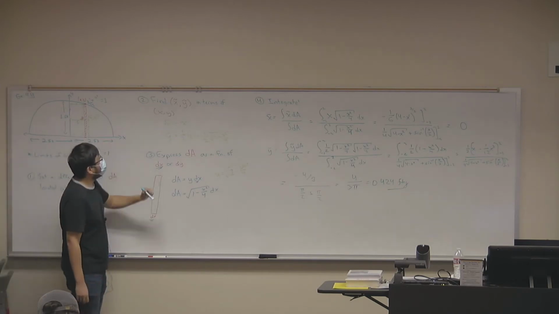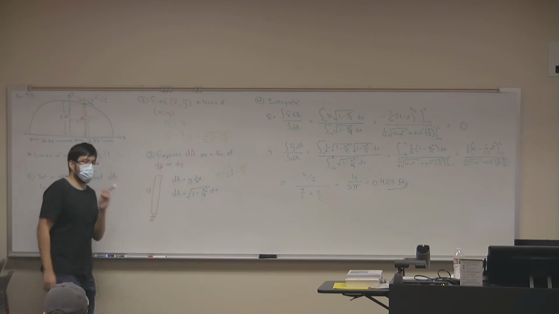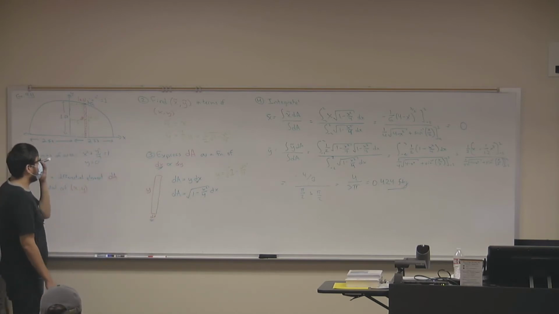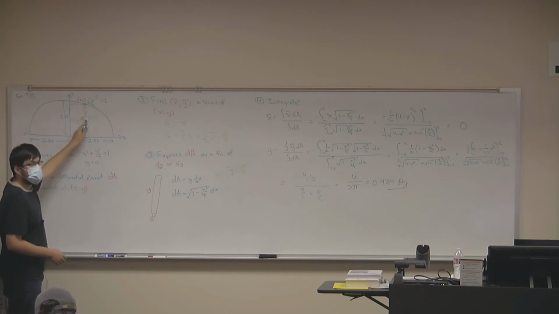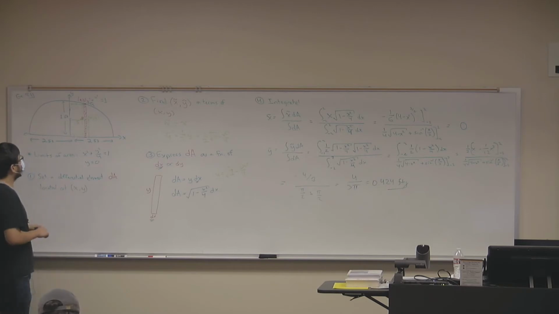Sophia, what do I mean when I say find x squiggly, y squiggly in terms of x and y? So x squiggly, y squiggly is the midpoint of the rectangle we created. So we want to find what x squiggly and y squiggly are in terms of the actual coordinates that we have. Okay, thank you.